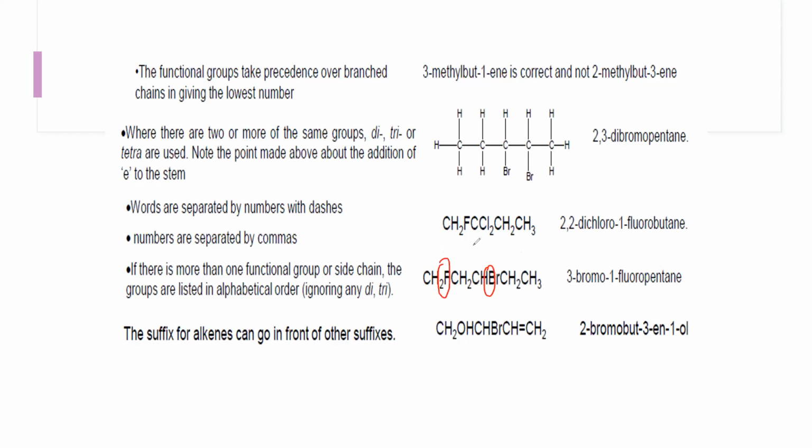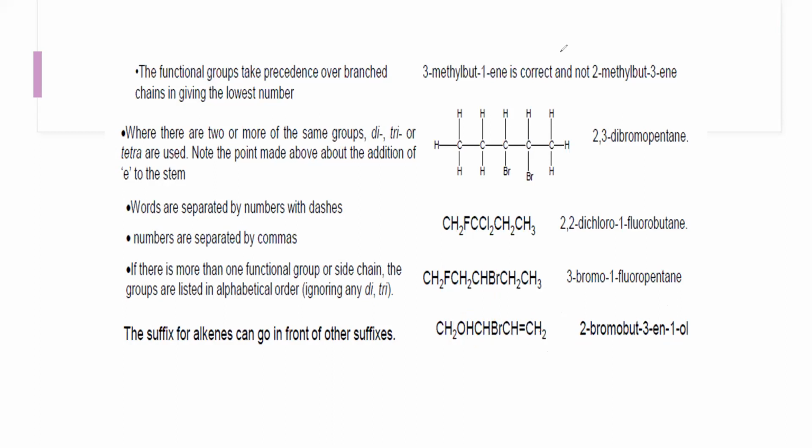The suffix for alkene can go in front of other suffixes. For example, as you can see, this compound has two functional groups. It has OH and it has ene, and there is also bromine. So basically three functional groups. In the second position we have bromine, so 2-bromo. There are 4 carbon atoms, that's why it is but. The double bond is connected with the third carbon, that's why it is 3-ene and 1-ol.